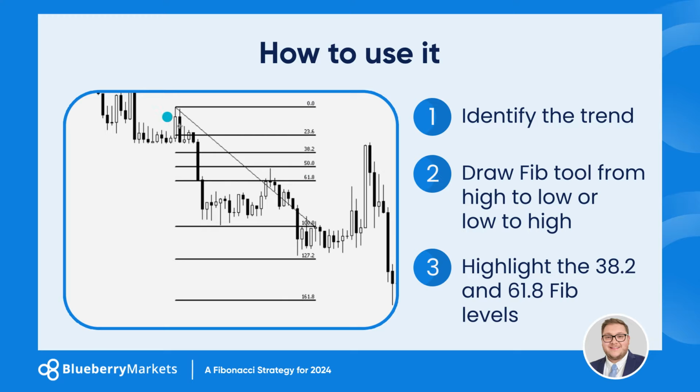So that's absolutely fine, and these are the two levels that we're going to highlight today as we go through the strategy, as well as the 127 extension. So first of all, we've got to identify that trend, and this is how we use it. We go from the swing high down to the swing low, and we plot our Fibonacci retracement tool and the key levels. We want to highlight in particular, like I said, the 61.8 and the 38.2 as we go through this strategy.